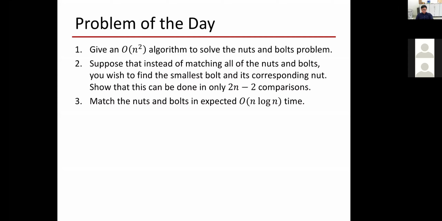The second problem is, suppose that instead of matching all the nuts and bolts, you wish to find the smallest bolt and corresponding nuts. And show that it can be done in 2n minus 2 comparisons. So now you understand. Previously, I had to find all the matches, but this is asking you to find the smallest one, just once. How can you find the smallest one so quickly and so efficiently? Let's think about it for 1 minute.